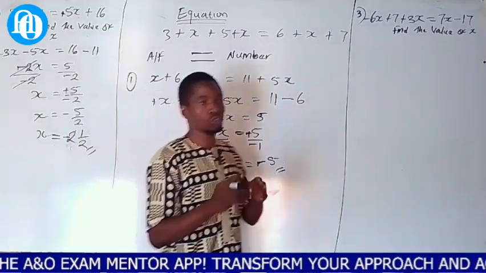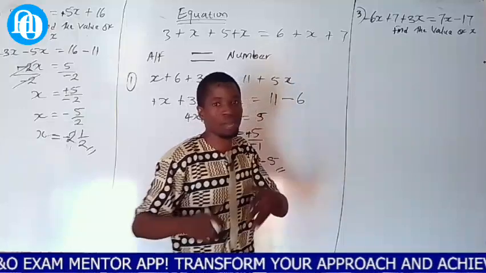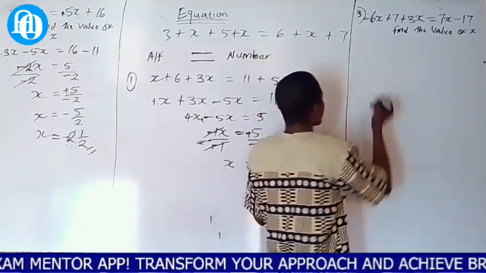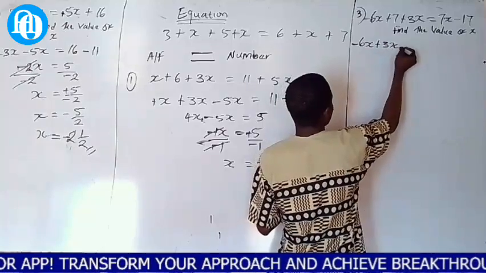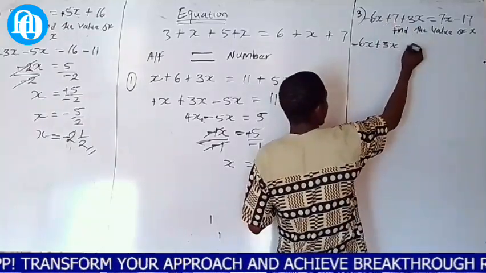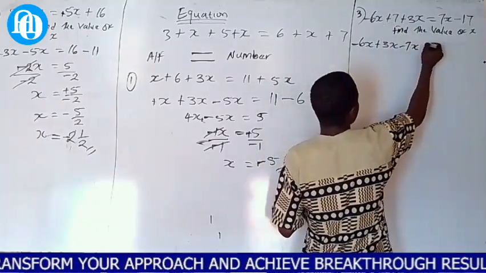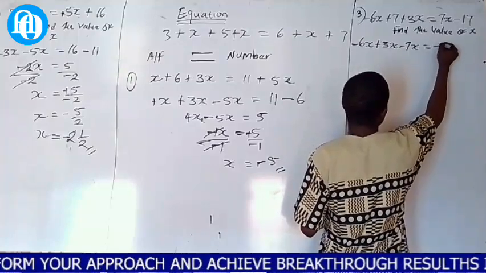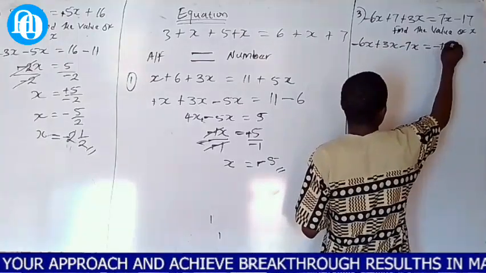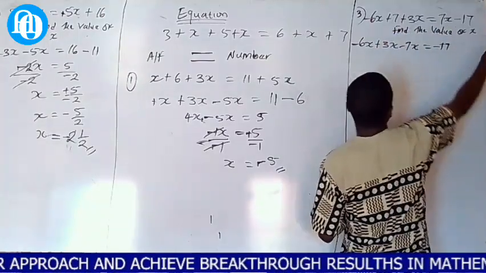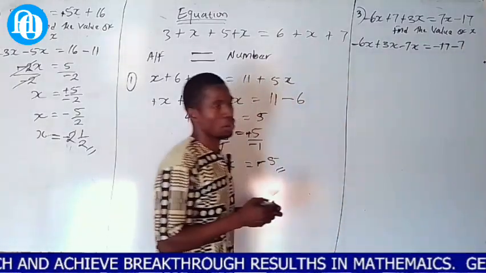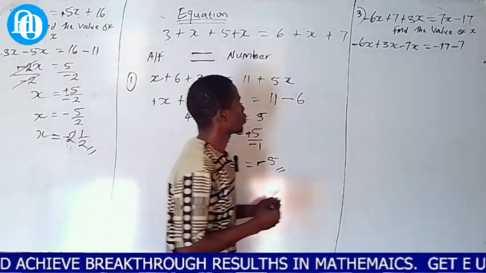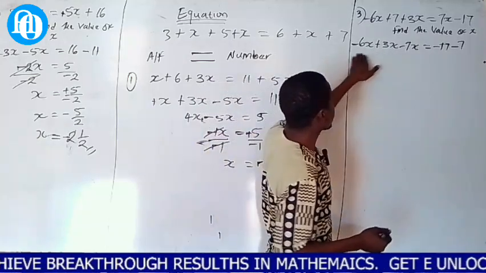It's very simple. You do the same thing, separating alphabet from the number. Now, it will be minus 6x plus 3x. When this one is going to this place, minus 7x equal to, what is the number that is here? Minus 17. When this one is going to this side, it will become minus 7. Are you getting it now?